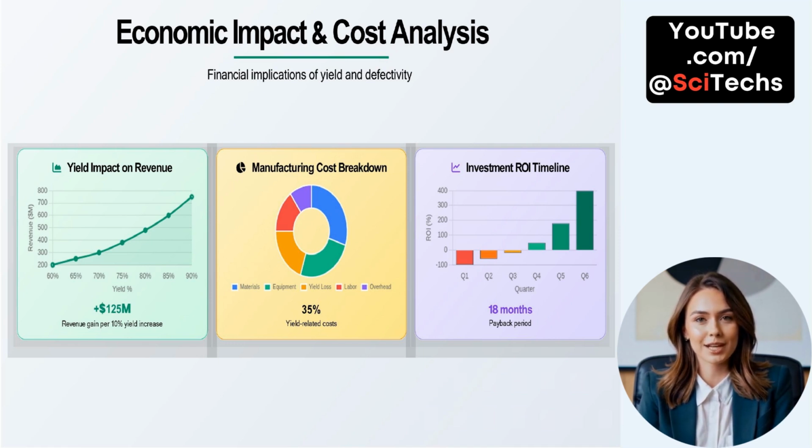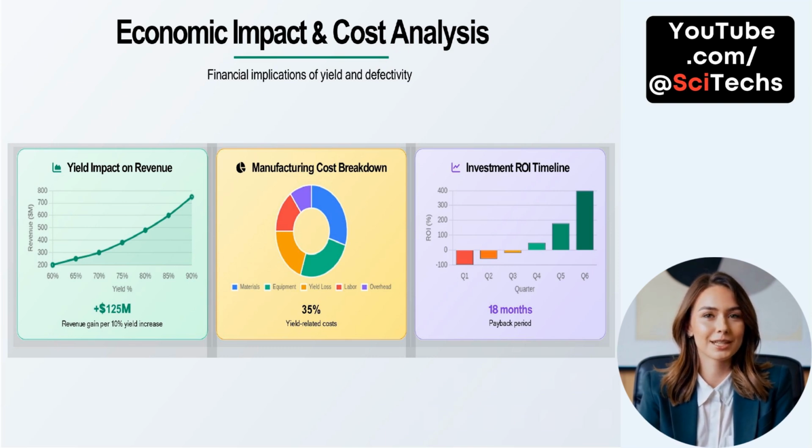In terms of manufacturing cost, yield-related losses represent a significant burden, accounting for 35% of total production costs. This includes lost value from defective wafers and the inefficiencies in rework and scrap. Other major cost components include materials, equipment, labor, and overhead. Understanding and managing these areas is key to profitability.